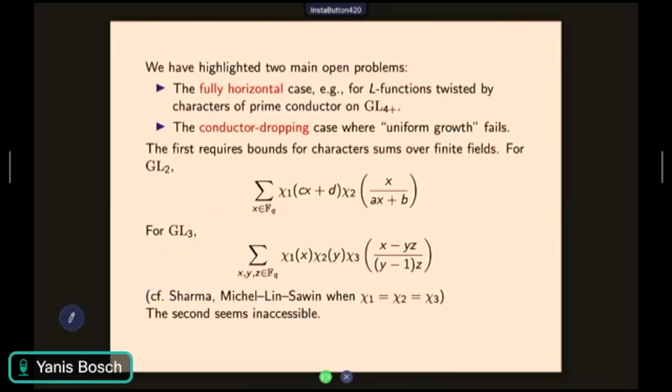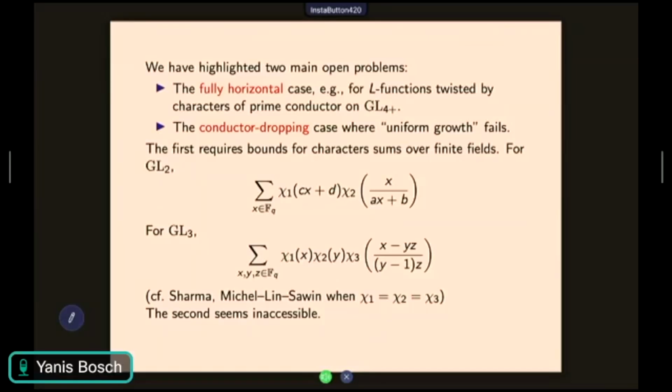And I mentioned that there are at least two major open directions. One is what we might call the fully horizontal case. An example would be to take twisted L-functions by Dirichlet characters of prime conductor on, say, GL4 or GL5, or anything higher than that. That's an open question. Another open situation is what we might call the conductor dropping case, where the uniform growth hypothesis in my Theorem 2 fails.